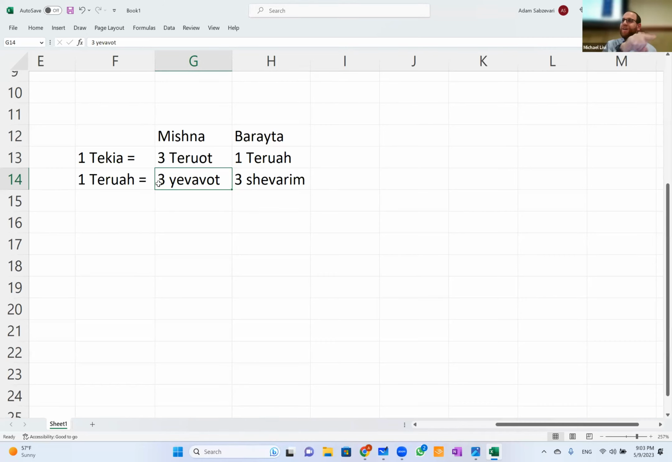So they could be talking about, potentially, the same time limit, but now what you're learning is what is in the middle of your sandwich. What is your teruah? According to the Mishnah, it would be a yevava. It's a cry, or the whimper. Whereas according to the Braita, it's actually a sigh. Very good.